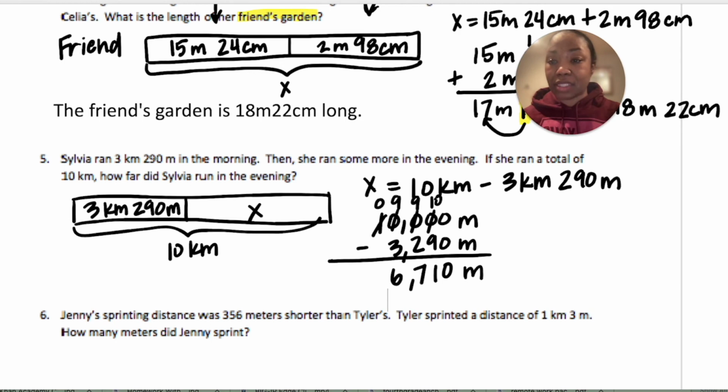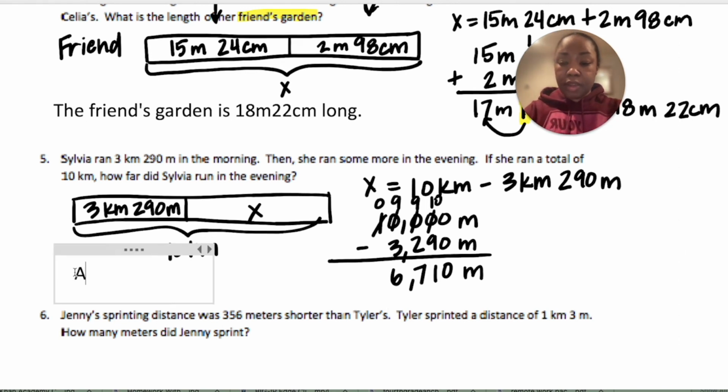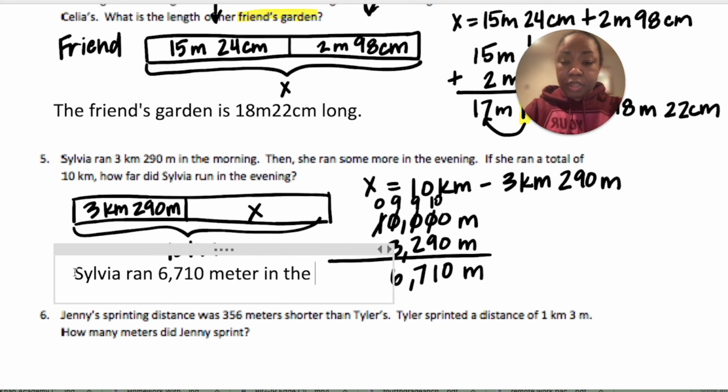Let's write that as a statement. The question asks, how far did Sylvia run in the evening? Sylvia ran 6,710 meters in the evening.